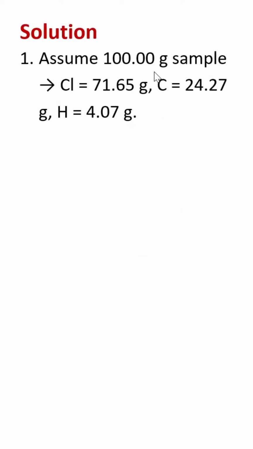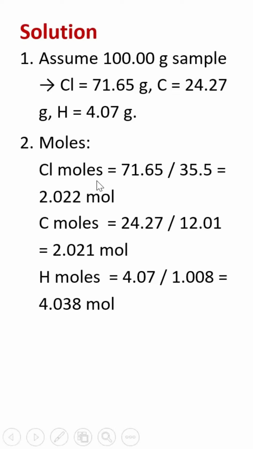In the first step, we will assume we have 100 grams of the sample, which means according to the percentages that we have, chlorine is 71.65 grams, carbon is 24.27 grams, while hydrogen is 4.07 grams. If we divide these masses by their molar masses, we will get the number of moles of each of these atoms, which we need to determine the empirical formula.